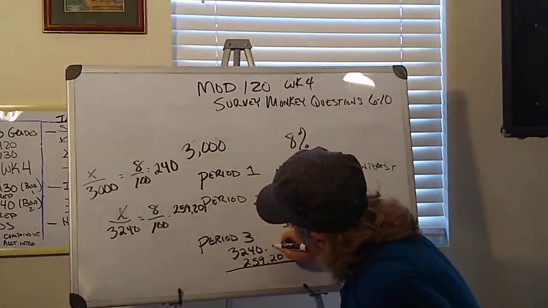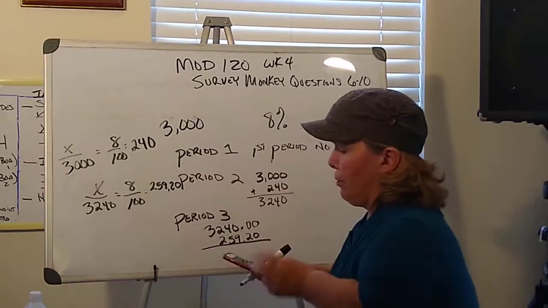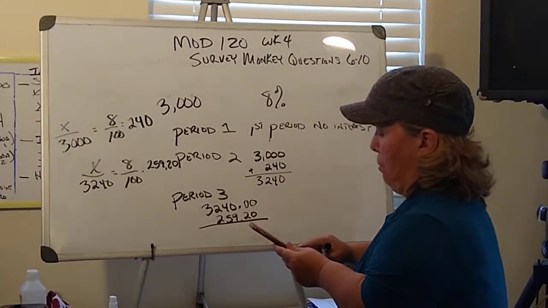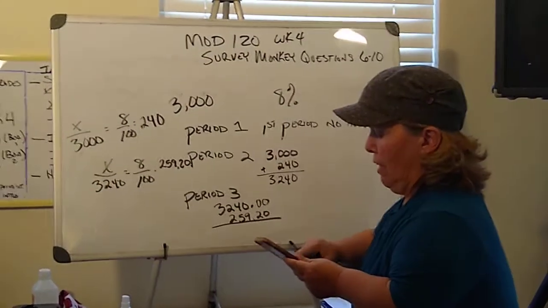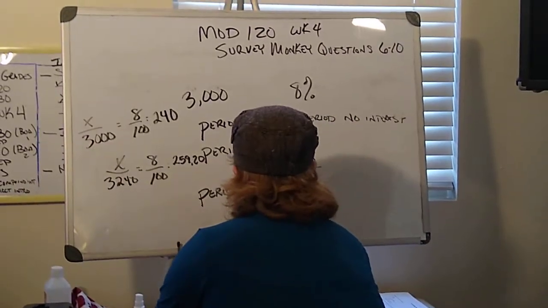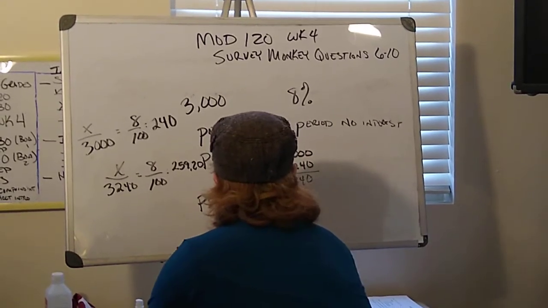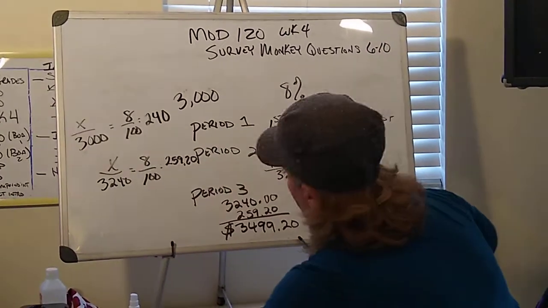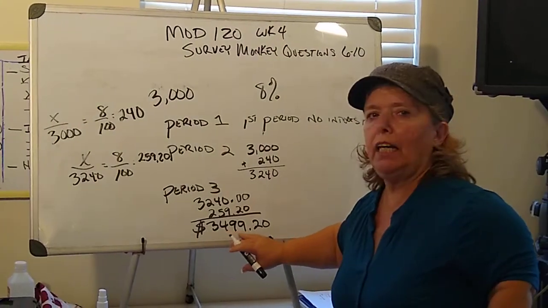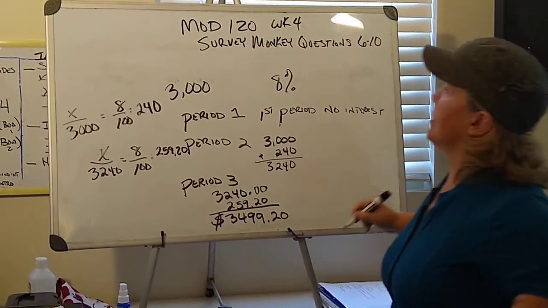All right. So let's put our decimals here, 0, 0 there, so we know we're lined up correctly. So 3,240 plus 259.20 equals 3,499.20. So this is the answer. At the end of 3 years, it'll be $3,499.20. Okay, that was number 6.